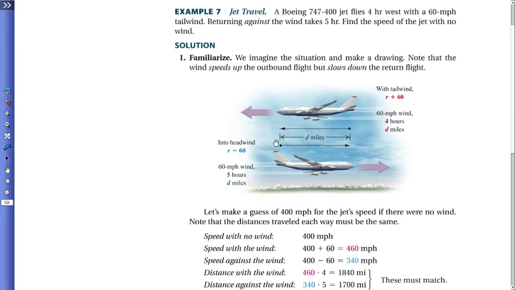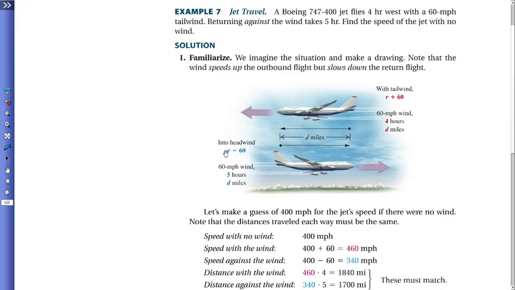Then they say, if I went with a tailwind, it's going to be whatever this rate is. What are they looking for? They're looking for the speed of the jet without any wind. So that rate we'll call R. Now if I put the tailwind with the rate of the plane, it's going to add that 60 to it. And then we also know the time, and we know distance is this d, right?